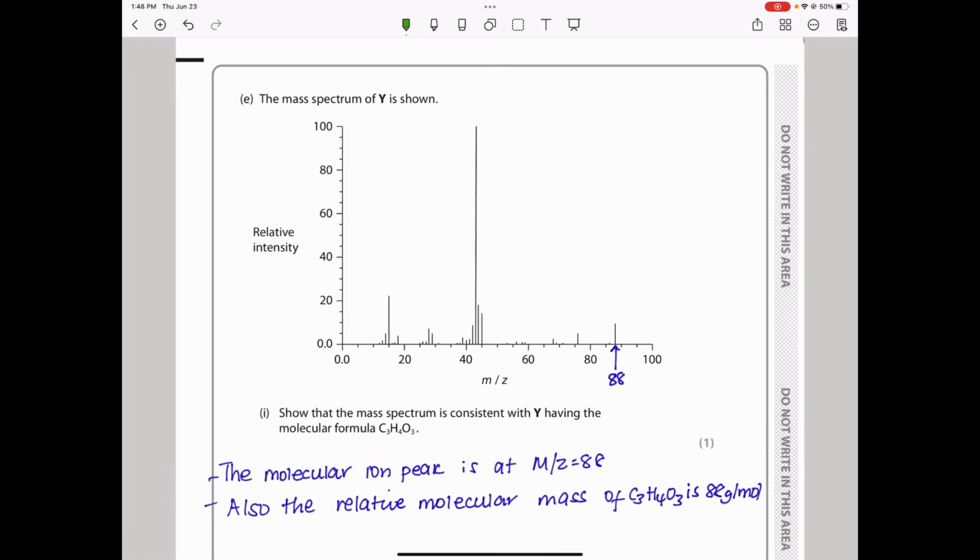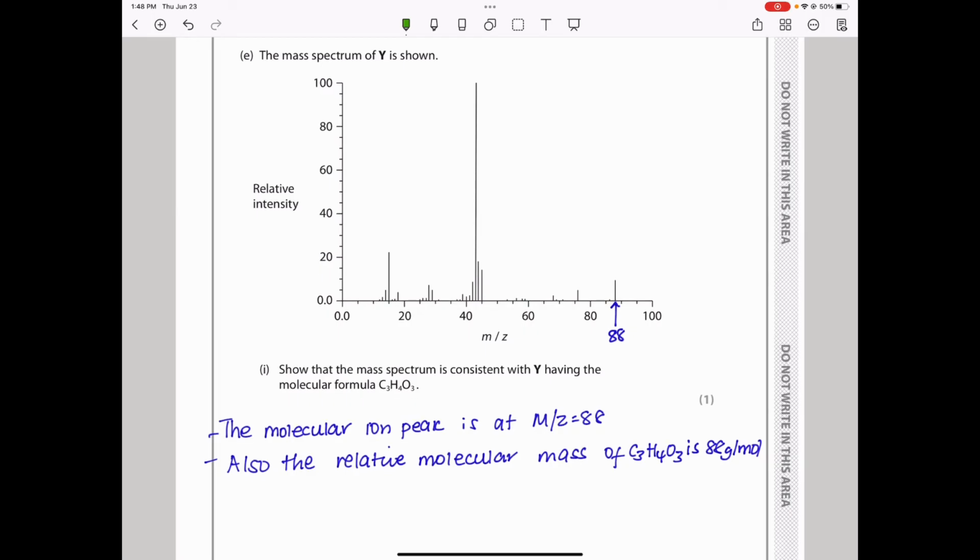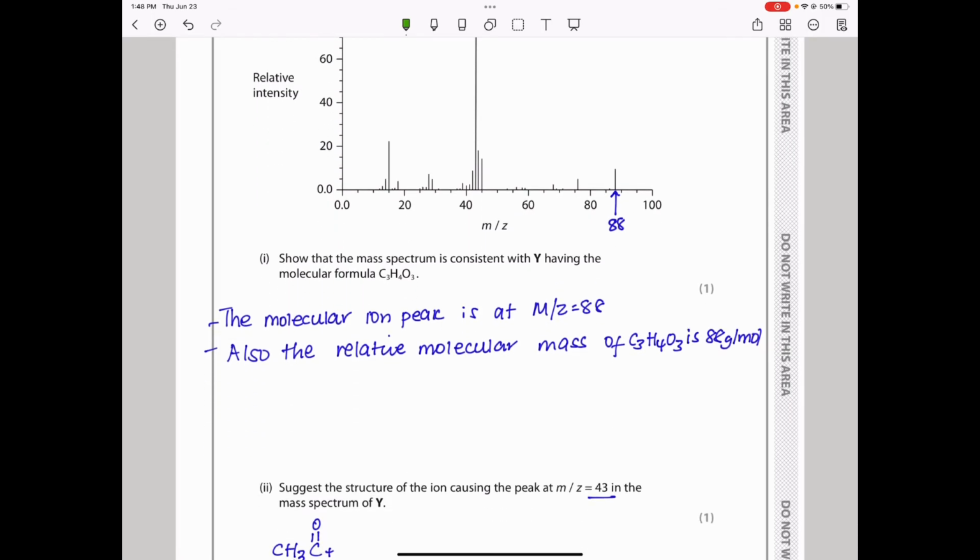Next, they say the mass spectrum of Y is shown. So we have here the mass spectrum, and they ask, show that the mass spectrum is consistent with Y having the molecular formula that. When we add this up, we get 88. Yet when you look here, the last peak or the molecular ion peak is at 88. So I say the molecular ion peak is at mass to charge 88. Also, the relative molecular mass of this is 88 gram per mole. Therefore, it is going to be consistent.